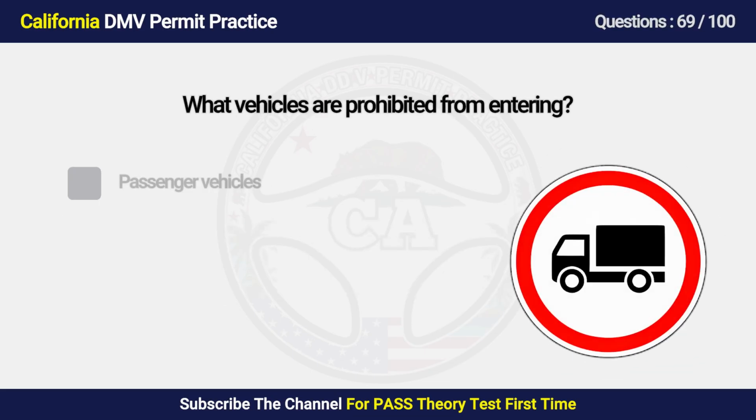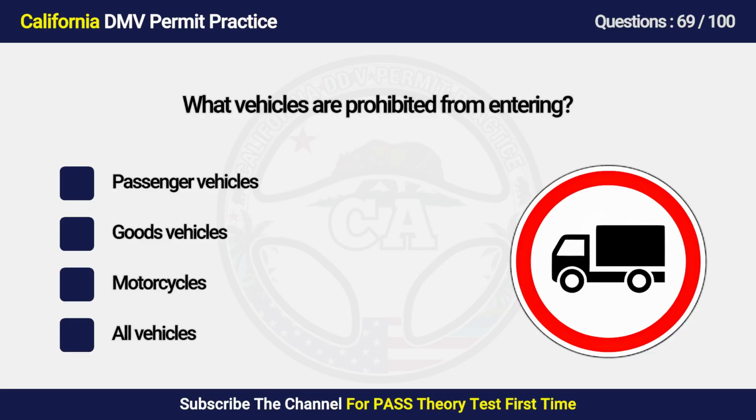Question 69. What vehicles are prohibited from entering? A. Passenger vehicles. B. Goods vehicles. C. Motorcycles. D. All vehicles.